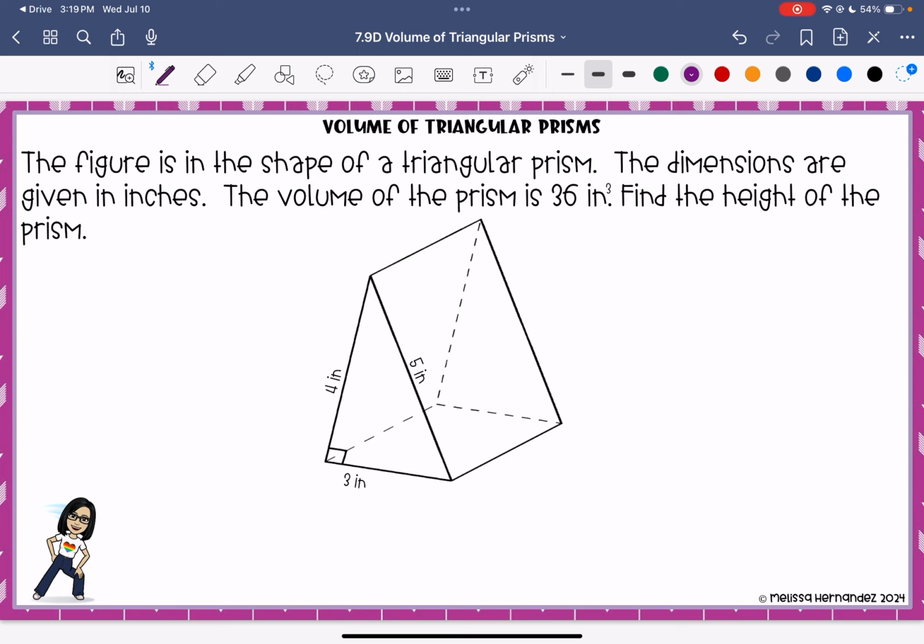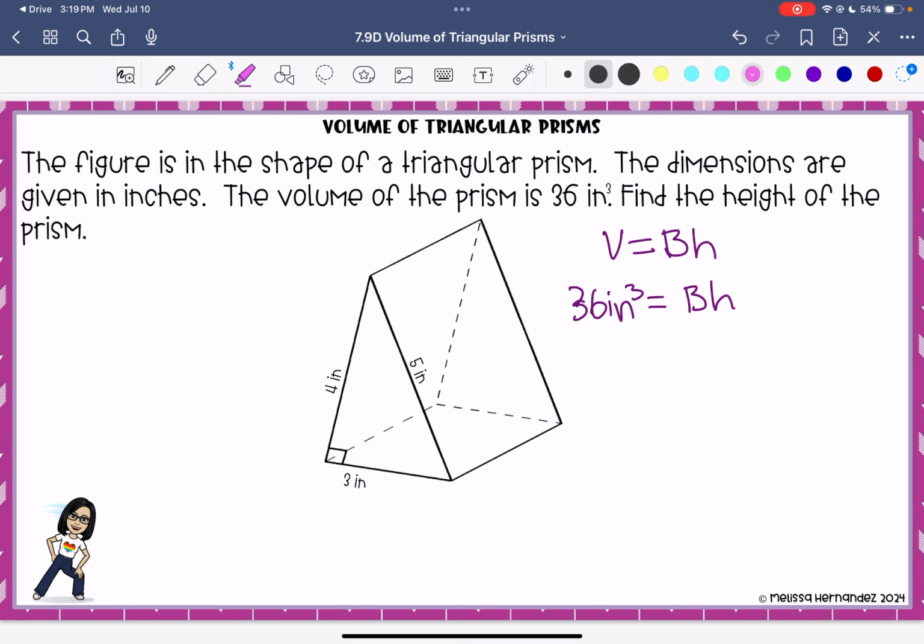This is why I like students to write down the formula and build that habit, because sometimes you're not actually solving for volume. And in this case, I gave you volume, which is 36 cubic inches. Now, I need to find the area of the base before I can find the height.